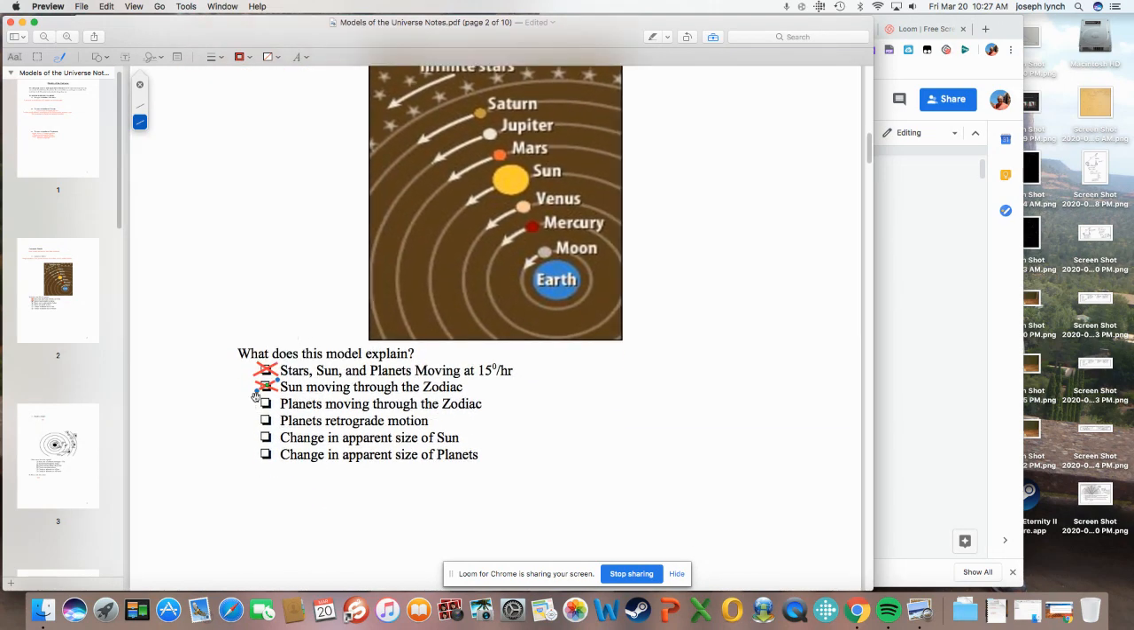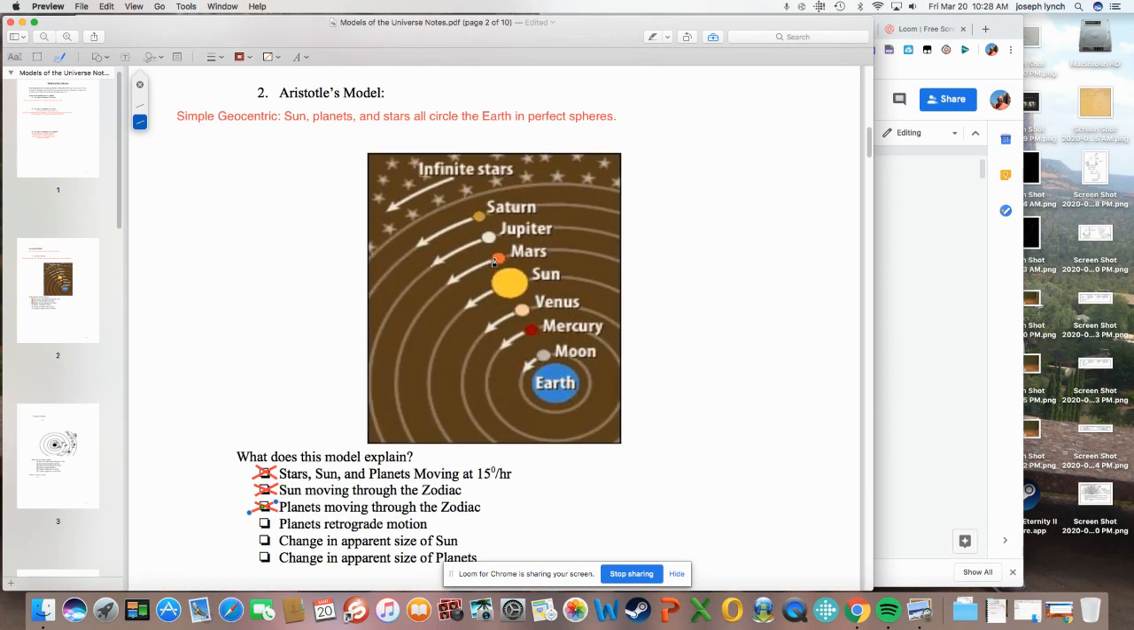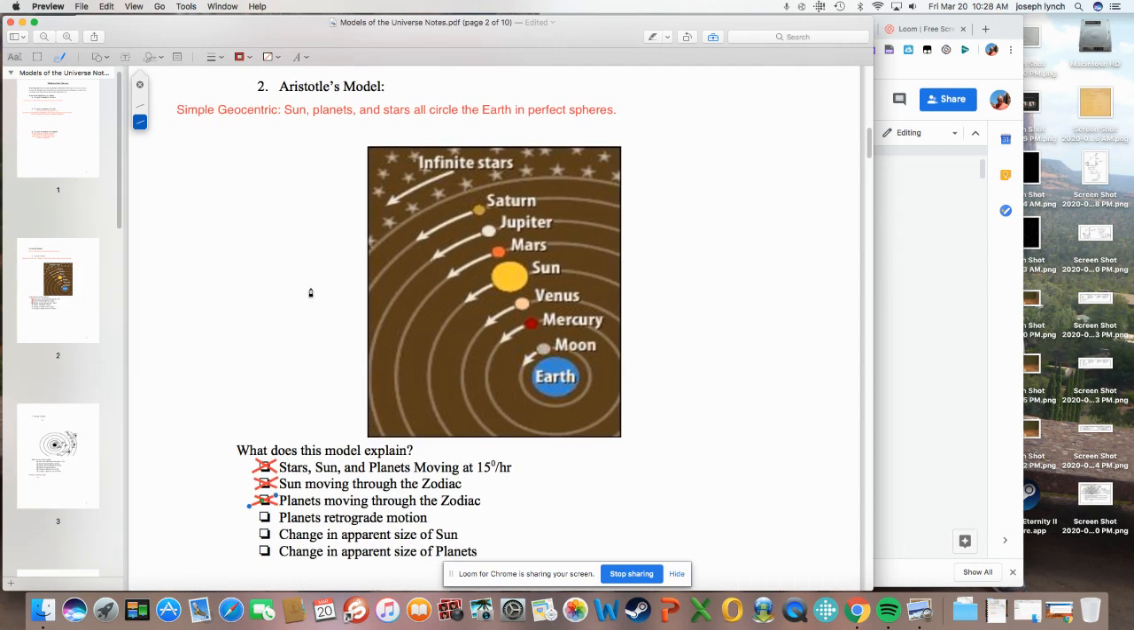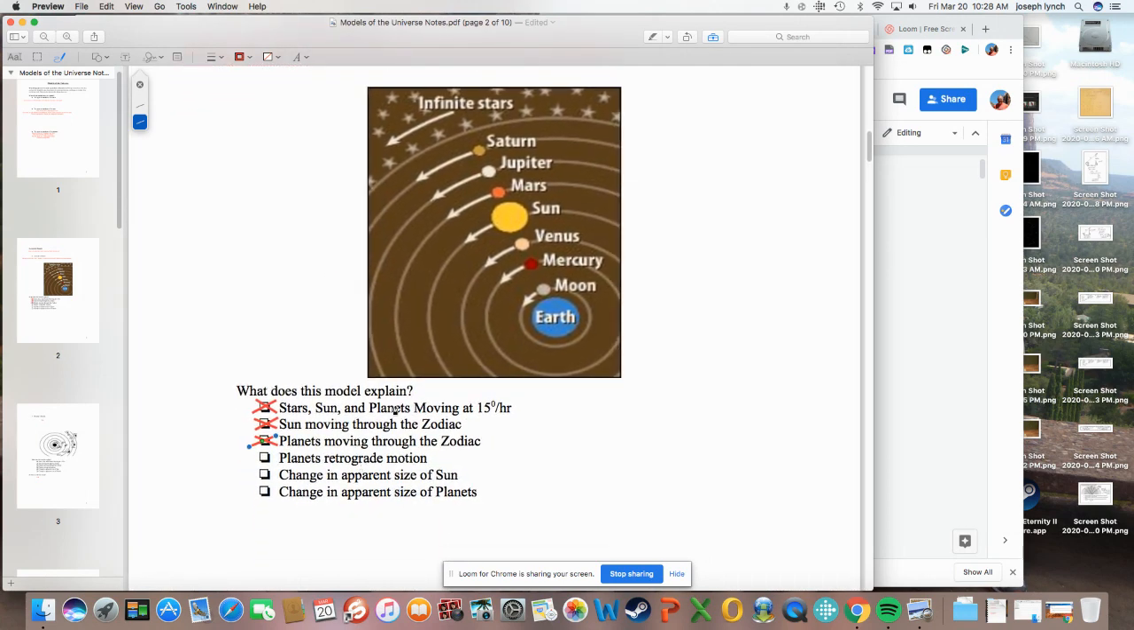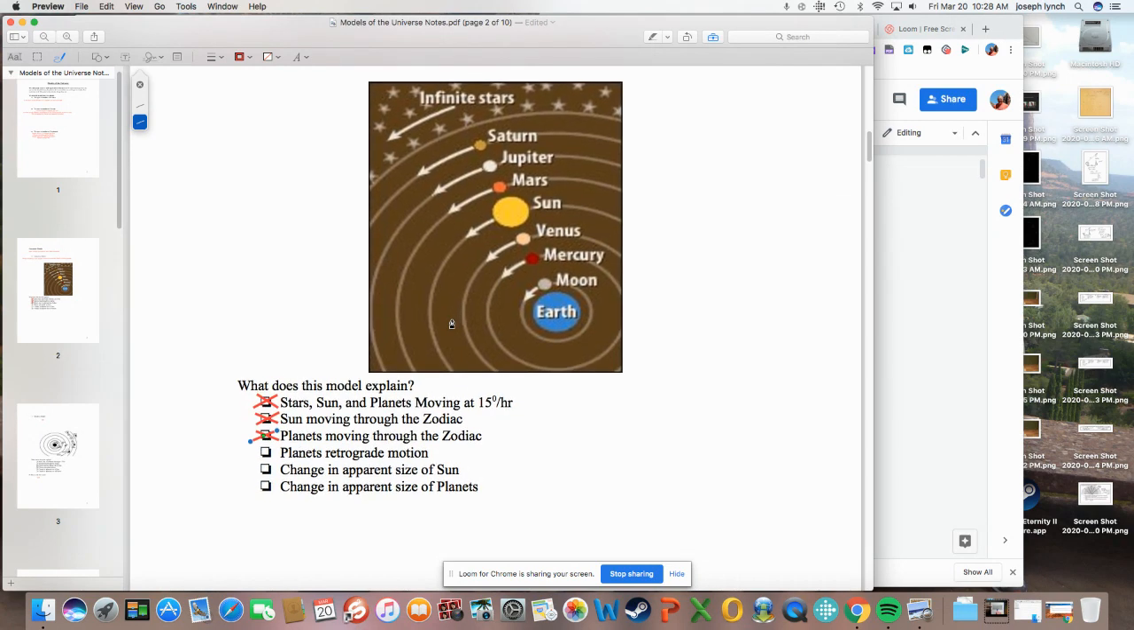And for the same reason, it explains the planets moving through the zodiac. Right now, Mars is lined up with these stars. A few days later, it might be lined up with these stars. It doesn't explain retrograde motion because the planets are just going this way, counterclockwise, and they would never turn around and back up. It doesn't explain the apparent change in size of the sun because the sun is always the same distance from the Earth. It's always going to look like it's the same size.